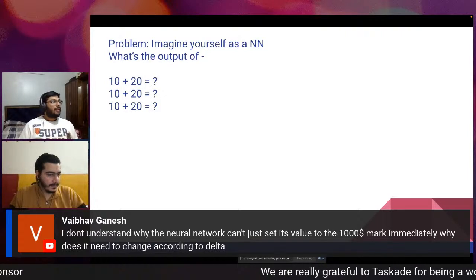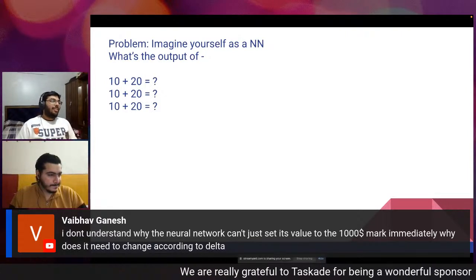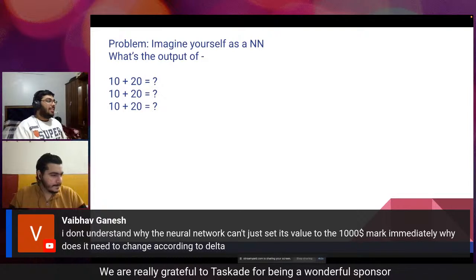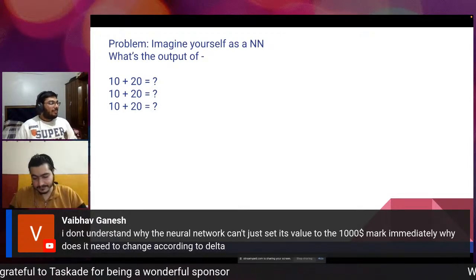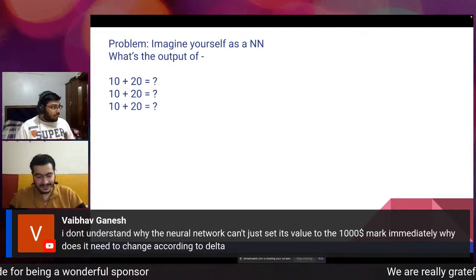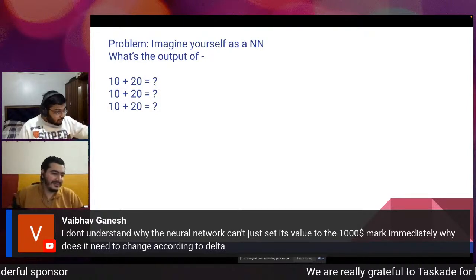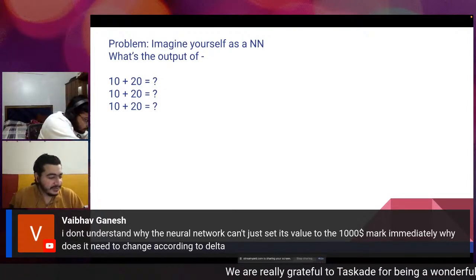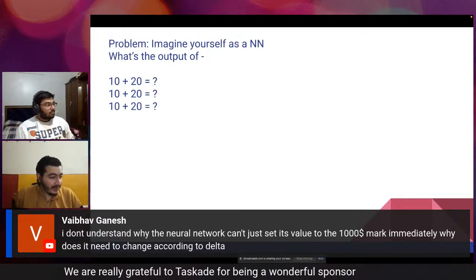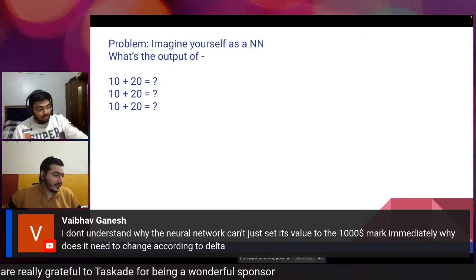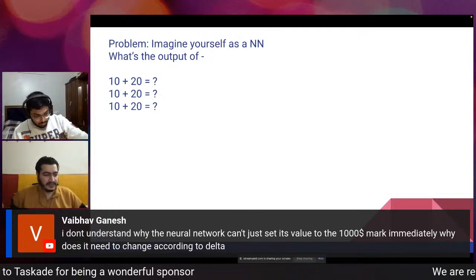So Vaibhav is asking, why can't the neural network just set the price to be $1,000? What is the need of delta here? Yeah, the broad idea in neural networks is that you need to learn the semantics of how you reached $1,000 from whatever input you give.